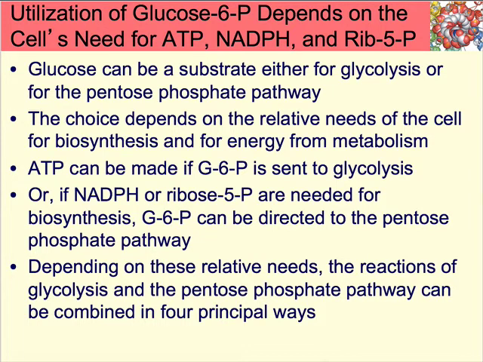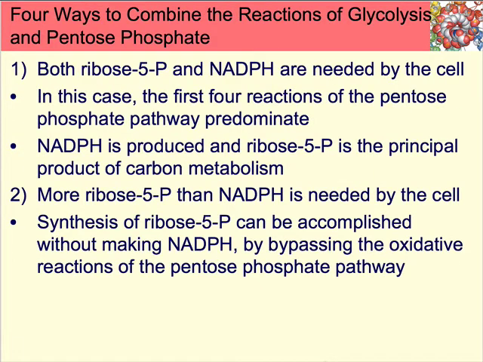ATP can be made if glucose 6-phosphate is sent to glycolysis, or if NADPH and ribose 5-phosphate are needed for biosynthesis, glucose 6-phosphate can be directed to the pentose phosphate pathway. Depending on these relative needs, the reactions of glycolysis and the pentose phosphate pathway can be combined in 4 principal ways, as we'll describe here. First, if both ribose 5-phosphate and NADPH are needed by the cell, the first 4 reactions of the pentose phosphate pathway predominate.